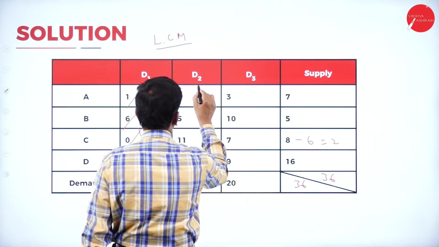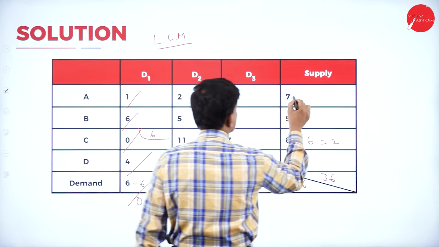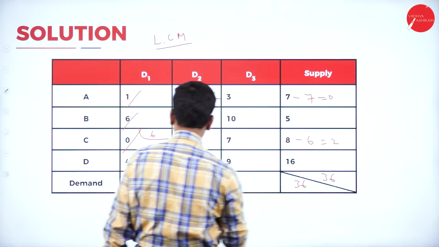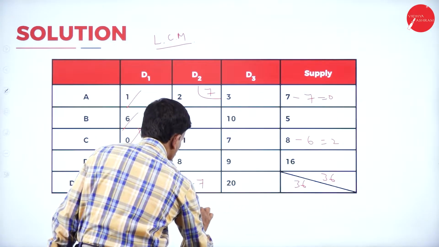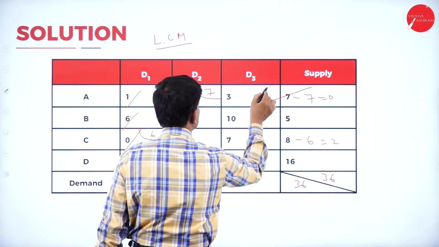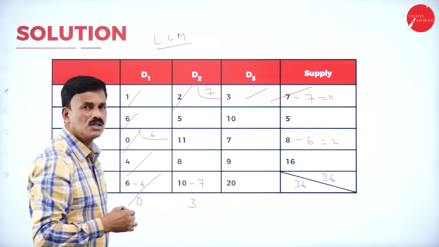7 is the least value. I can allocate 7 here. 7 minus 7 is equal to 0. Here 10 minus 7 is equal to 3. Once this becomes 0, it means we can cancel this entire row.